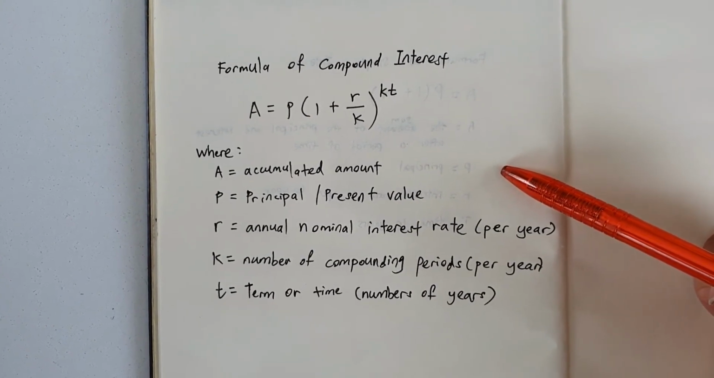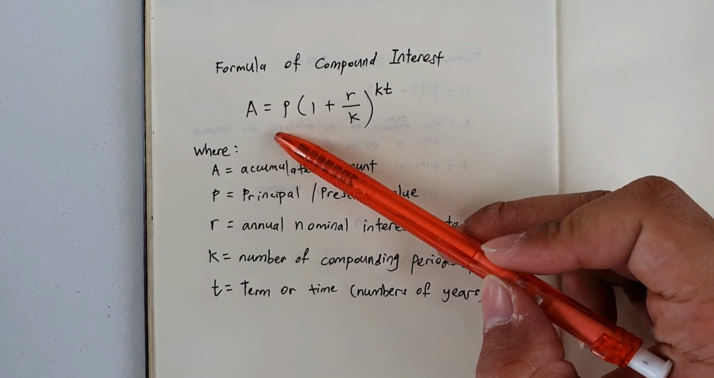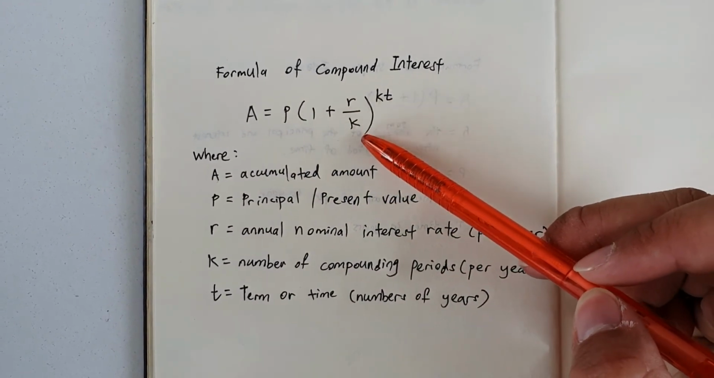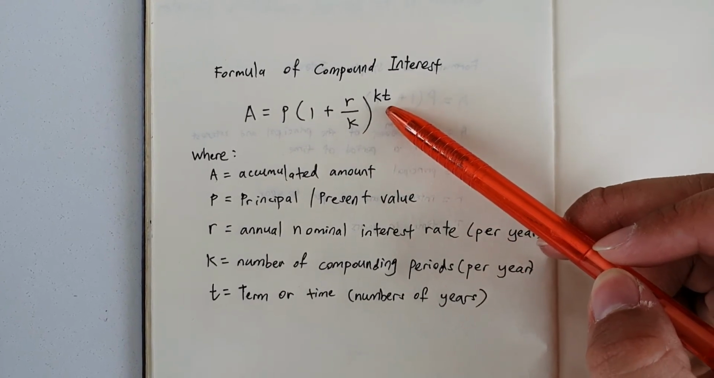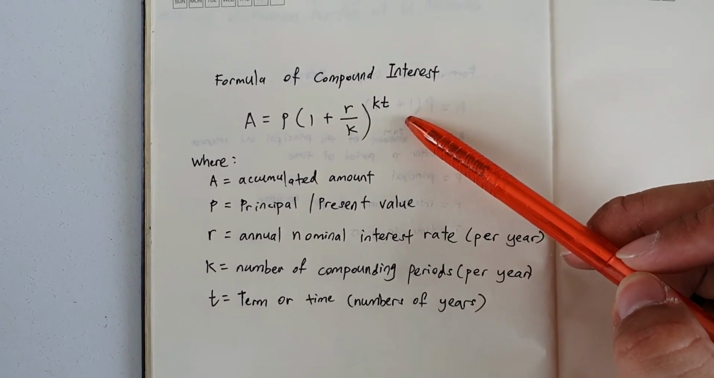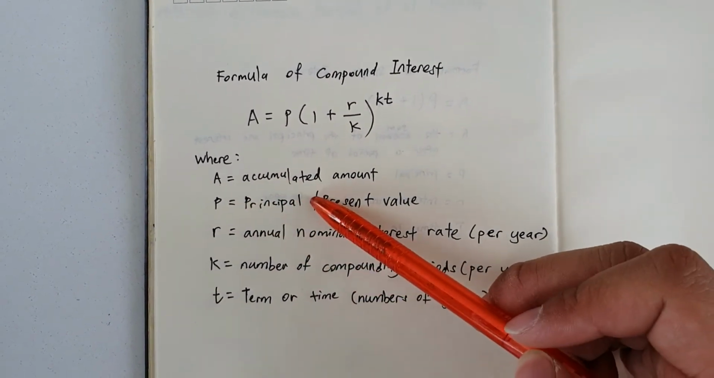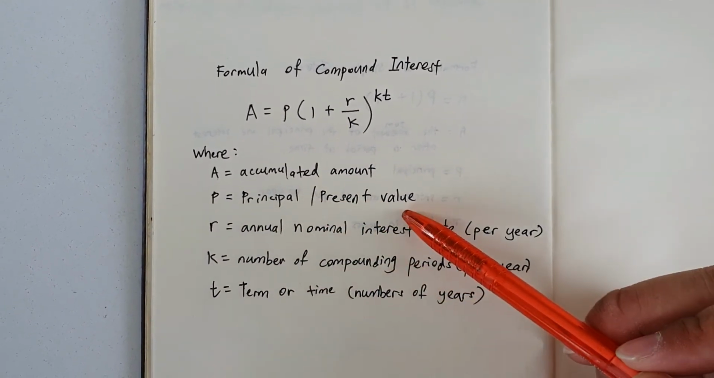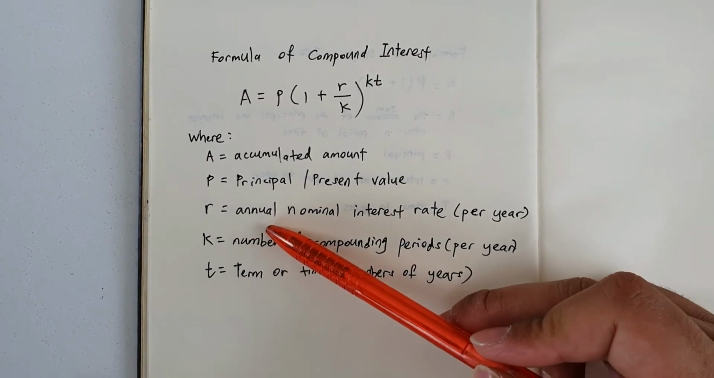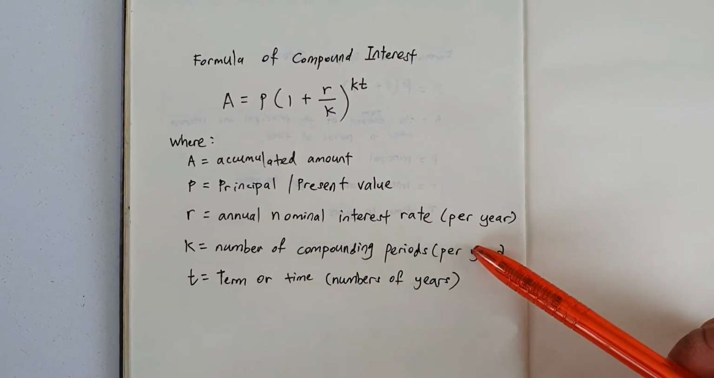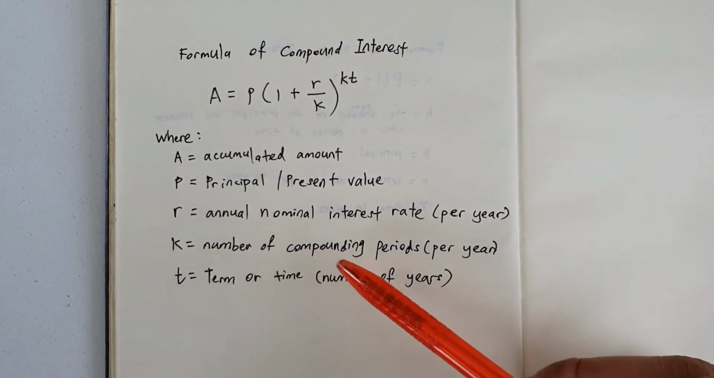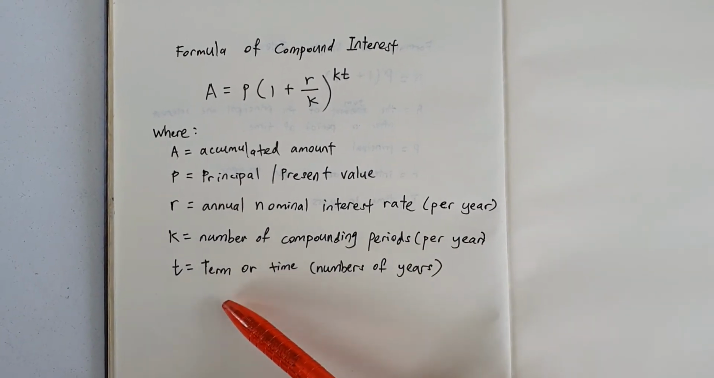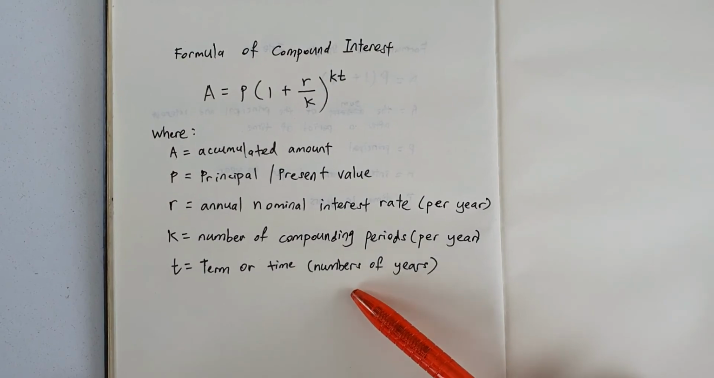We're going to talk about the formula of compound interest. The formula of compound interest is A equals P times 1 plus R divided by K, to the power of K times T, where A is the accumulated amount, P is the principal or present value, and R is the annual nominal interest rate per year, and K is the number of compounding periods per year. And the last one, T is the term or time, the number of years.